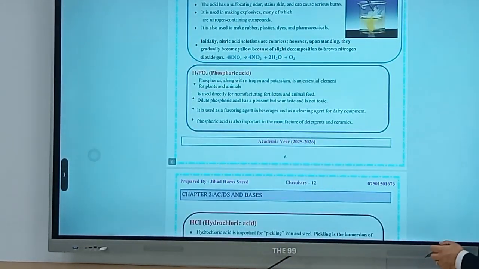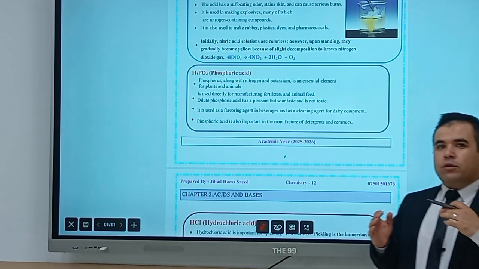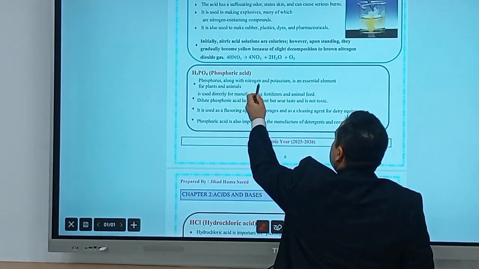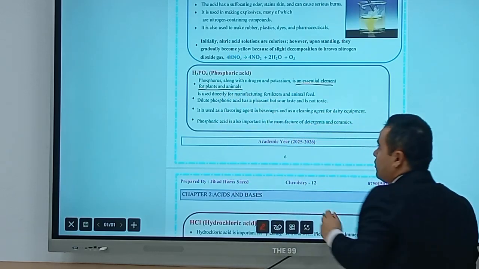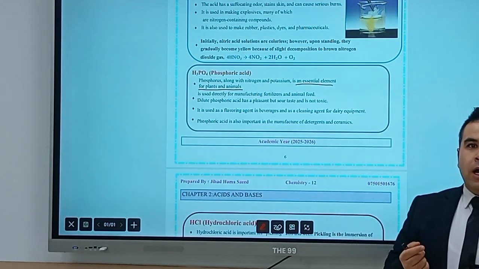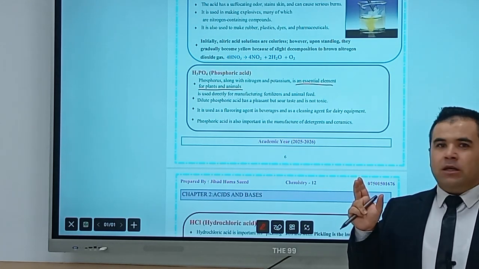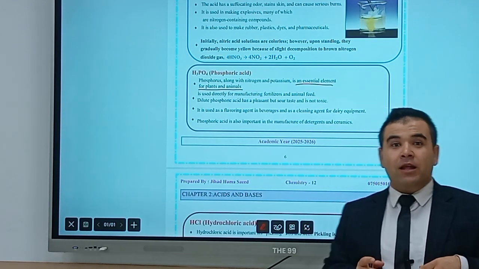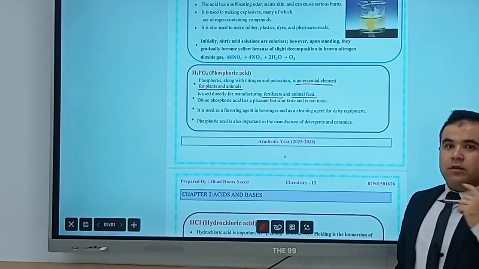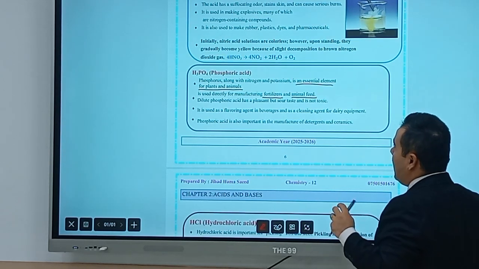The third acid which has industrial application is phosphoric acid, and phosphoric acid is commonly known as the acid in carbonated beverages. Phosphorus, along with nitrogen and potassium, is an essential element for plants and animals. So, guys, as phosphoric acid contains phosphorus, it's one of the ingredients essential for animal feed, as a nutrient for the animals, and as a fertilizer for the plants. So it's used in manufacturing of fertilizer and animal feeds. The first application is as nutrients for the animals and fertilizer for the plants.